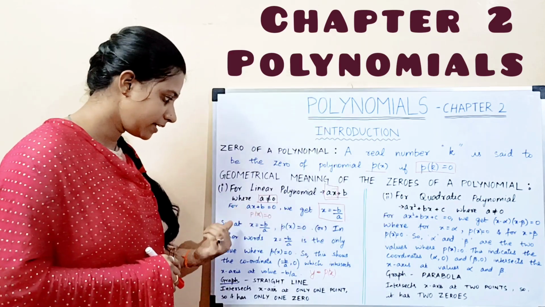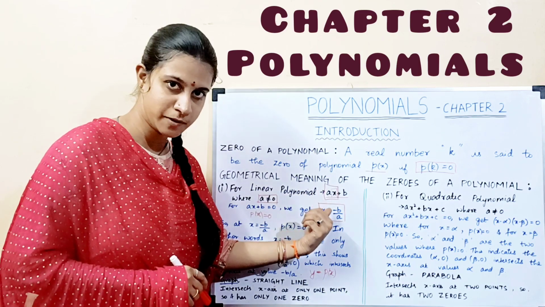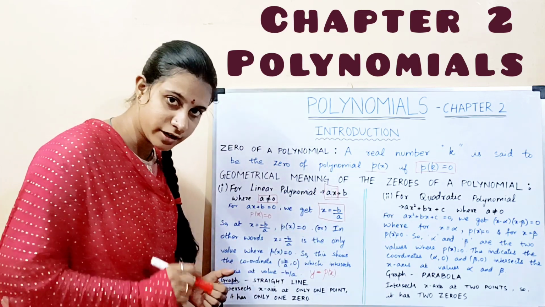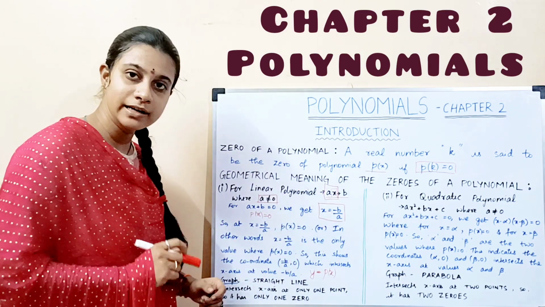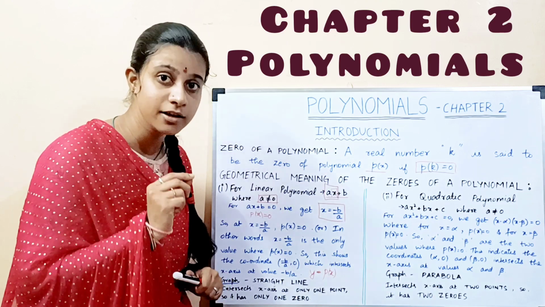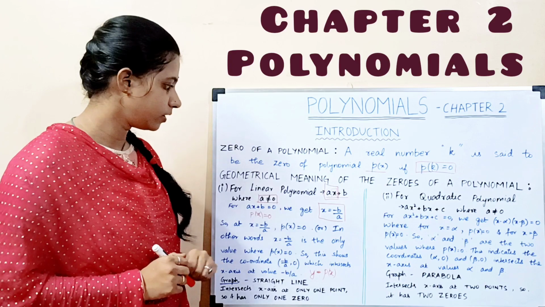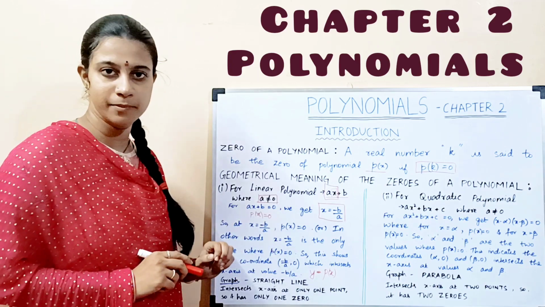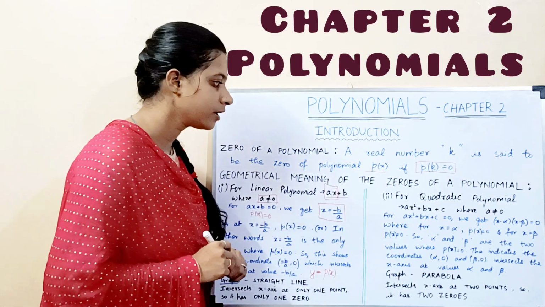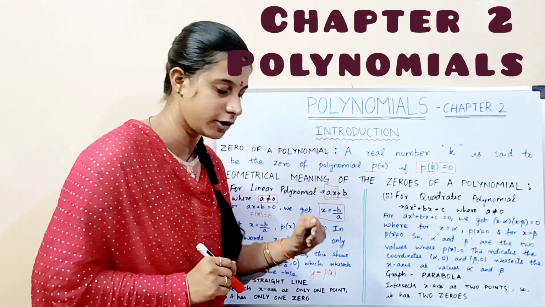So on representing this linear polynomial ax plus b on the graph, we will get a straight line, and this straight line will intersect the x-axis at only one point, so it has only 1 zero. This is what is about the graphical representation of the linear polynomial. Now let's see for a quadratic polynomial.